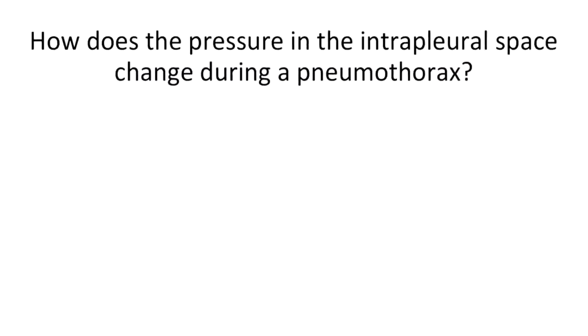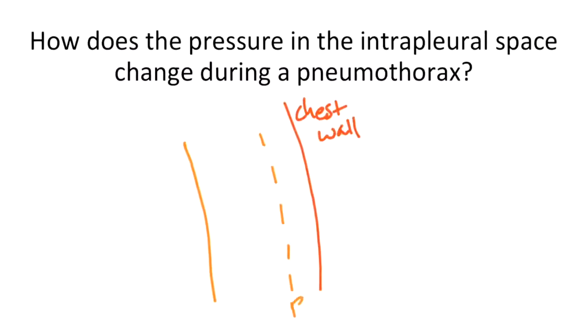How does the pressure in the intrapleural space change during a pneumothorax? Before we answer this question, let's quickly redraw a zoomed up view of the intrapleural space. So this is the chest wall in red, this is the parietal pleura, and this is the visceral pleura. Remember, the space between the visceral and parietal pleura is called the intrapleural space. We'll do IP space for short.